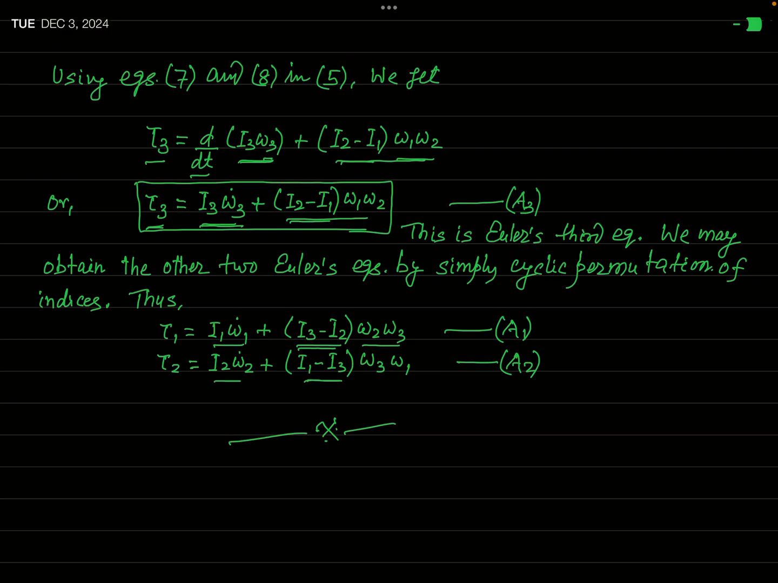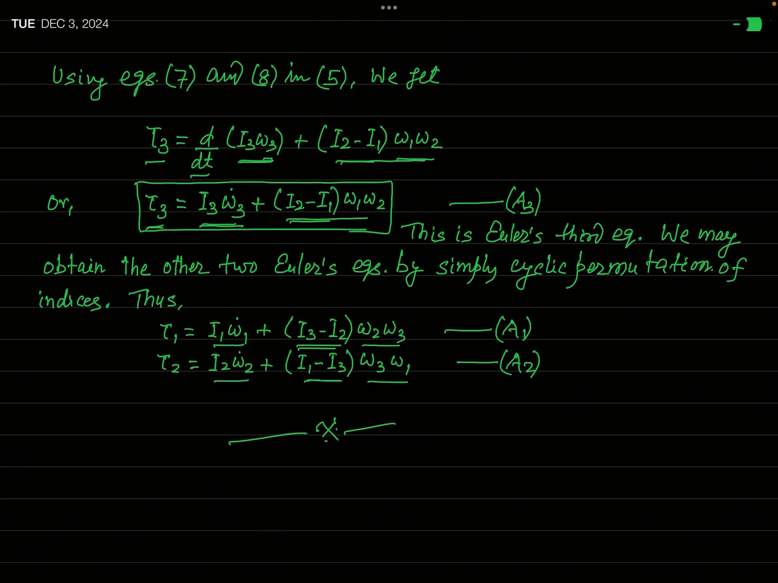And tau 2 will be I2 omega 2 dot plus I1 minus I3 omega 3 omega 1. So these are the Euler's equations which we have obtained in today's lecture by the Lagrange method using the Lagrange equations of motion. So in this way you can see that first of all we have obtained the third Euler's equation, which is just identical to the z equation which we obtained in the Newtonian method. Actually the other two equations, as I have told you, can be obtained simply by the permutation of indices.